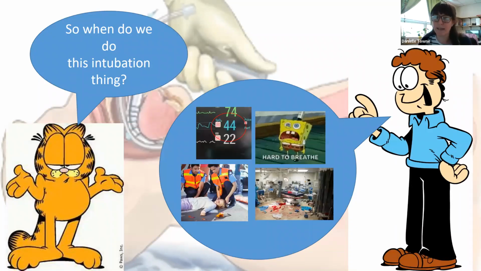So there's 4 indications for intubation: failure to oxygenate, failure to ventilate, failure to protect the airway, and failure to improve. So failure to oxygenate occurs when there is no improvement in your SpO2 despite medications and non-invasive airway maneuvers or techniques. Failure to ventilate occurs when air exchange just isn't happening.